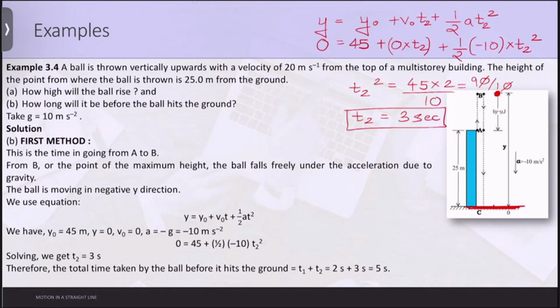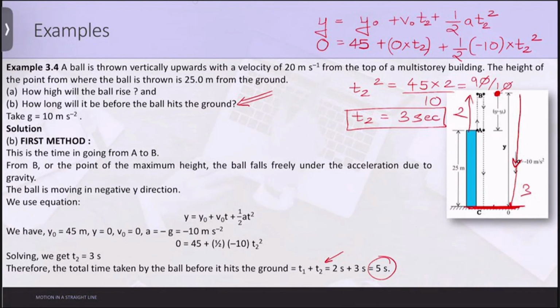Fine. So you got T1 equal to 2 seconds, T2 equal to 3 seconds. The amount of time from this to this was 2, and from this to the final location was 3. Therefore, the total time taken by the ball before it hits the ground is T1 plus T2, which is 2 seconds plus 3 seconds, equal to 5 seconds. That was the second part B which was being asked. So this is the first method.